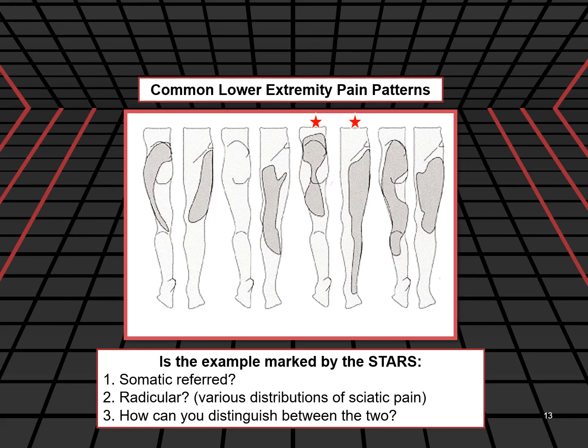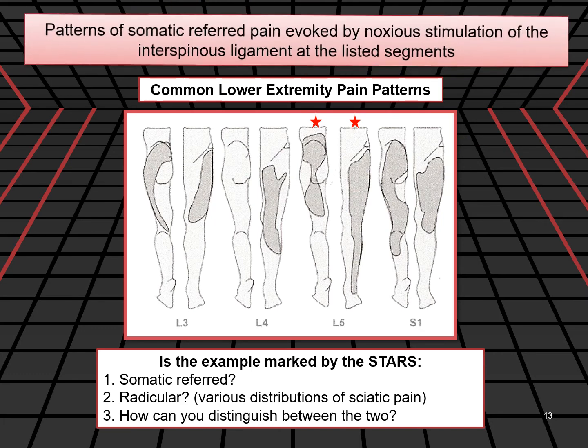So is it somatic referred? Is it radicular? Are the nerve roots involved? Are they not involved? So these are actually referred pain patterns that were evoked by noxiously stimulating the interspinous ligament at their listed levels, right? So we got L3, L4, L5, and S1 interspinous ligaments.